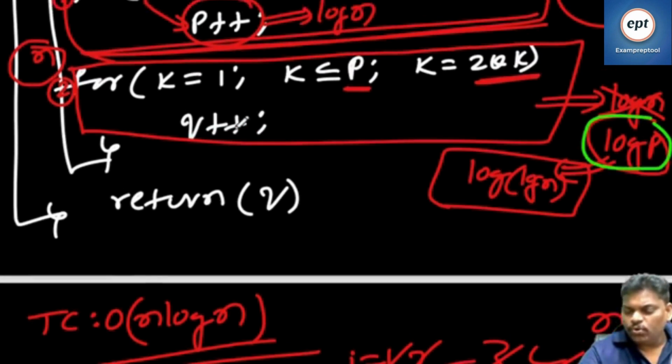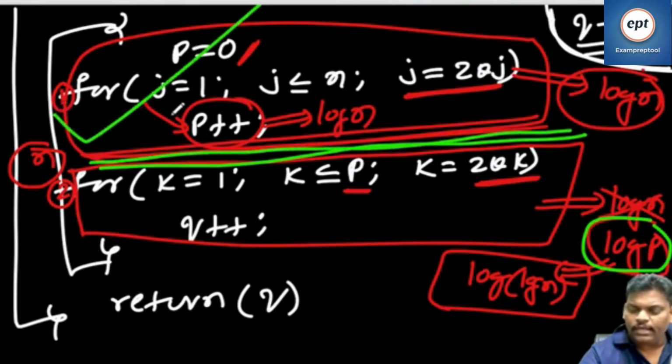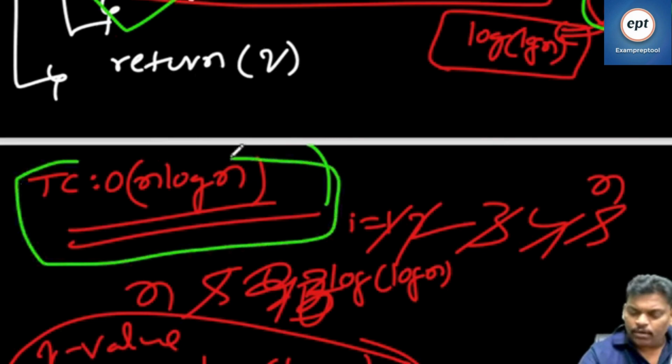Because these two are not inner loops, take the larger. It is log n time. The bigger one is log n. So n into log n. Time complexity is n log n.